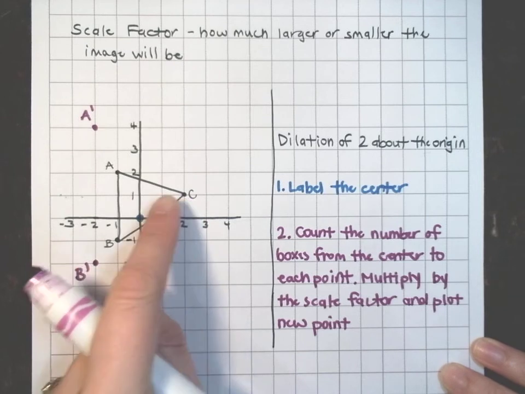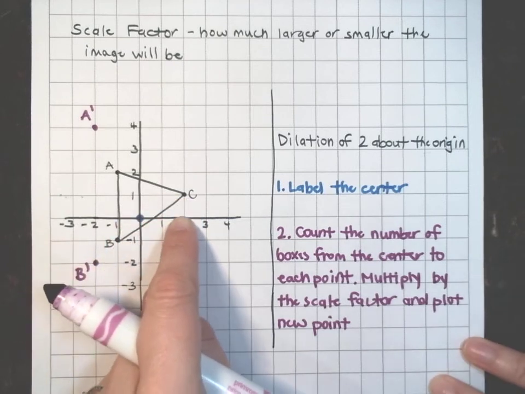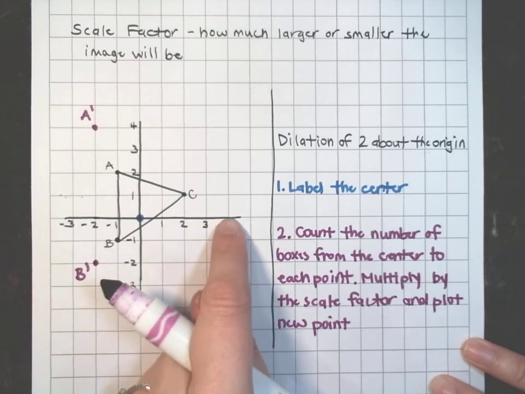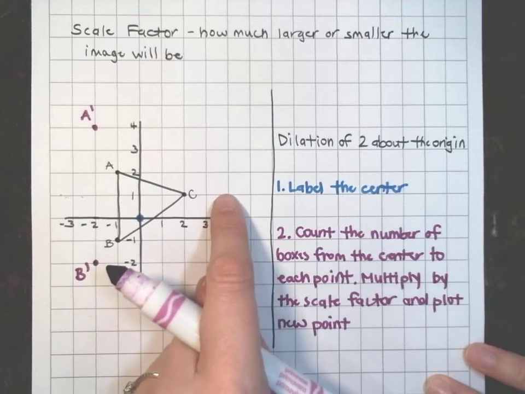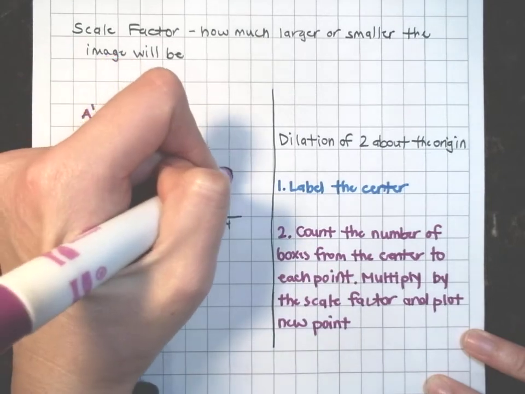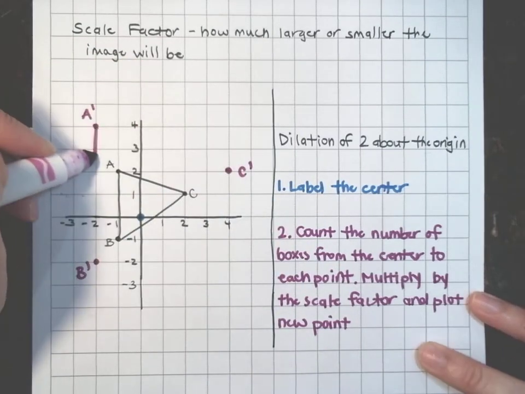And then point C, I go to the right 1, 2, which means I need to multiply that by 2. So that's 4. 2 times 2 is 4. So I go to 4. And then I go up 1. So if I multiply 1 by 2, that means I need to go up 1, 2. And there is C prime. We connect the dots.